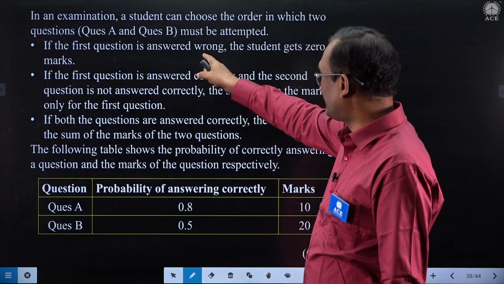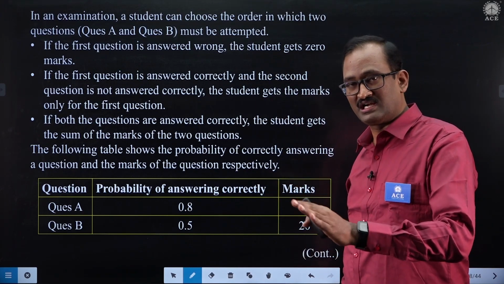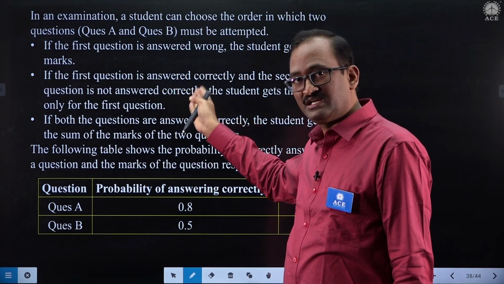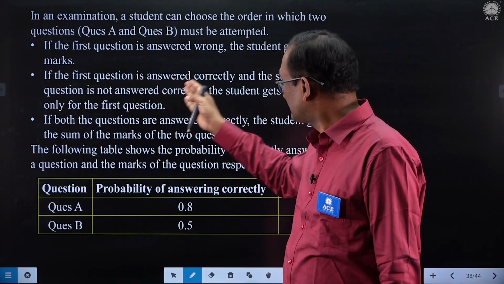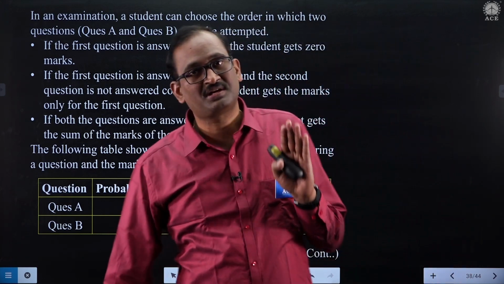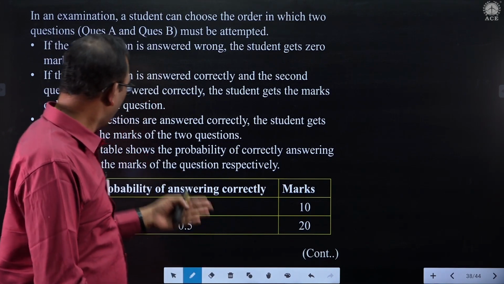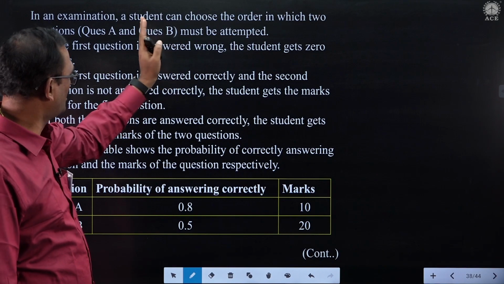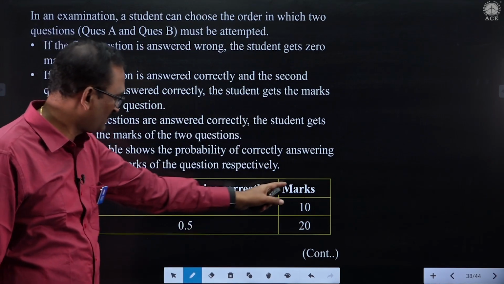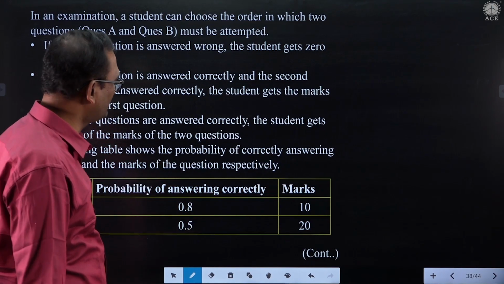But if the first answered question is wrong, then you will get 0 marks, doesn't matter whether second is correct or wrong. If first question is correct, second is wrong, you will get marks only for that first question. Suppose the first question is wrong and second question is also wrong, then same only, you will get 0 marks. First correct and second correct, you will get the sum of the marks of those two questions, that is 30. Let me write.